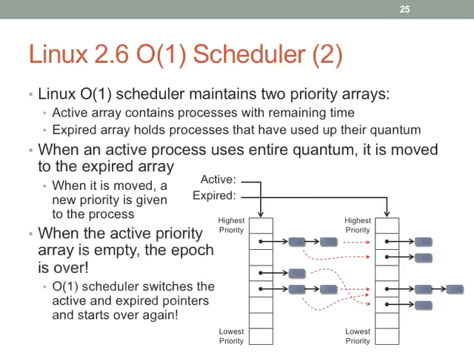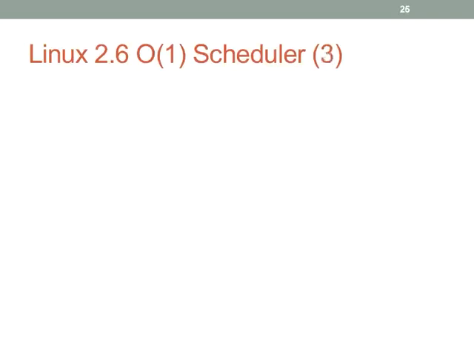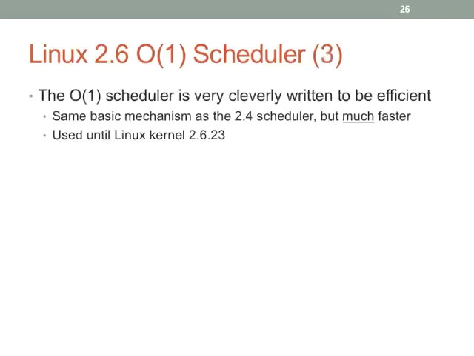When the active priority array is empty, our bitmap becomes 0, then we know that our current epoch is over and it's time to switch to the new priority array that we just built out. Okay? Because now expired becomes active, active becomes expired, and off you go. So, same approach as Linux 2.4, but written in a much more intelligent way.